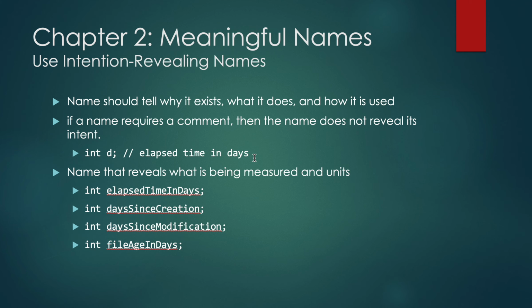So, if you name it something like elapsed time in days, or days since creation, or days since modification, or file age in days, these names reveal what is being measured and then also why it's used, right? The naming here makes a huge difference when you read the code, when the name reveals the intent of the variable.